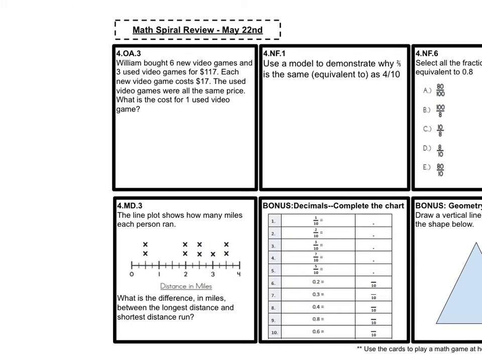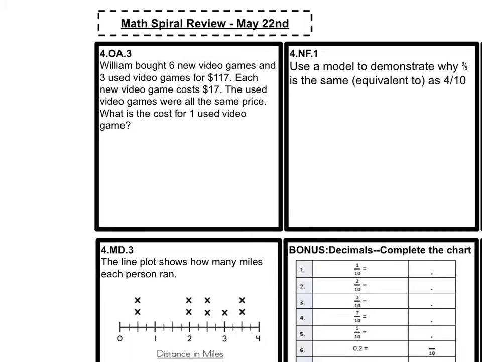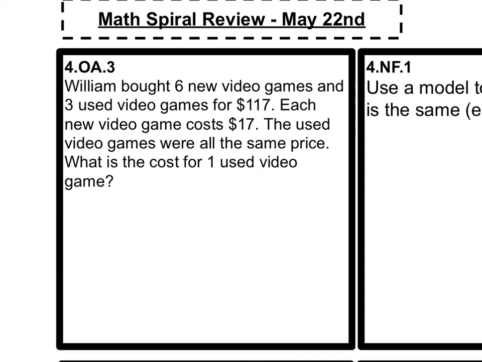Okay, let's go ahead and go to our next. This is going to be the May 22nd review. Looking at this word problem, I saw that it looks similar to others, but it is slightly different. Let's zoom in. William bought 6 new video games and 3 used video games for $117. Man, he had a lot of money.